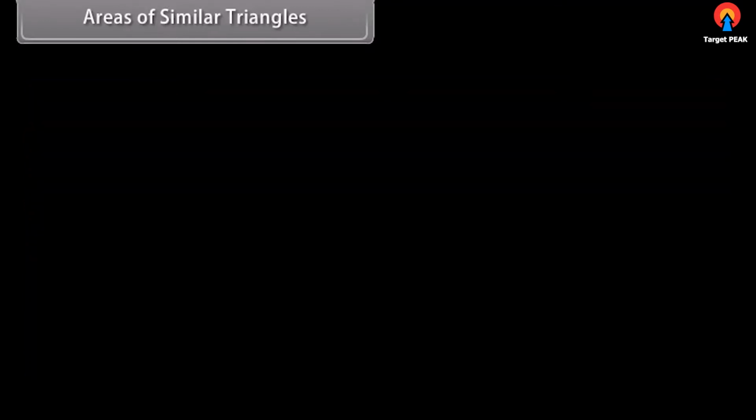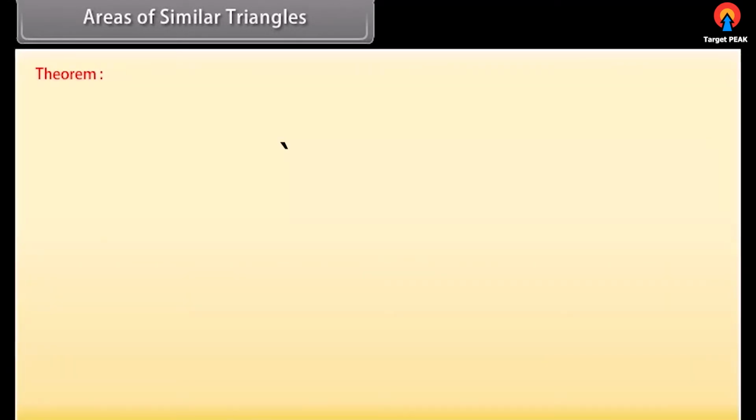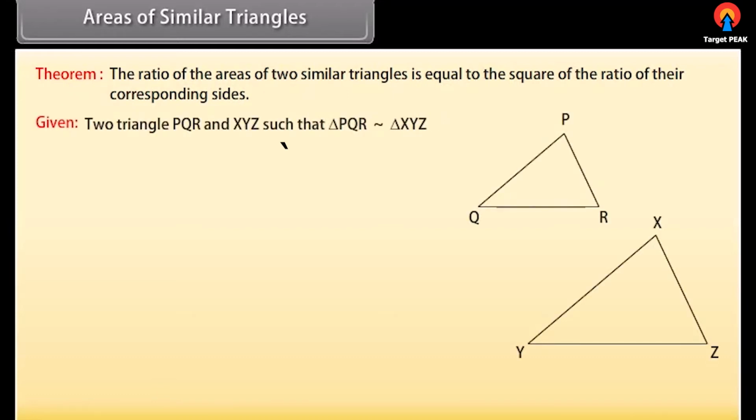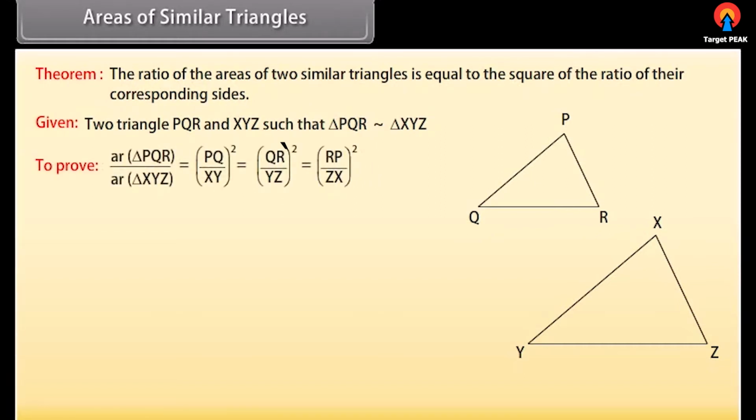Areas of similar triangles. Theorem. The ratio of the areas of two similar triangles is equal to the square of the ratio of their corresponding sides. Let us prove this theorem. Two triangles PQR and XYZ are given such that triangle PQR is similar to triangle XYZ. To prove, area of triangle PQR upon area of triangle XYZ is equal to PQ upon XY whole square equals QR upon YZ whole square, which is equal to RP upon ZX whole square.